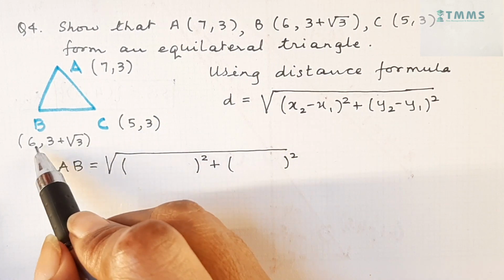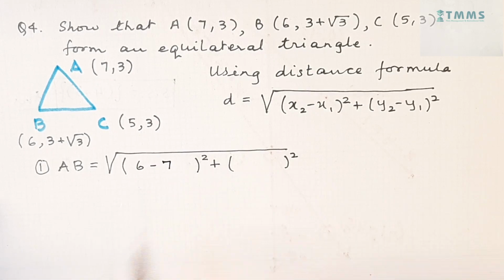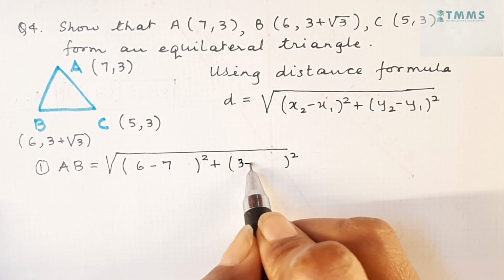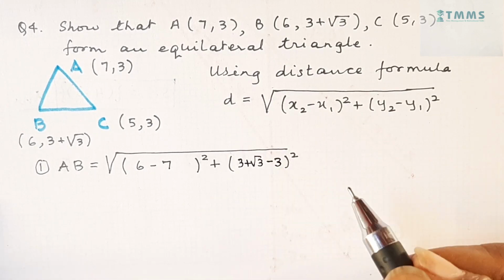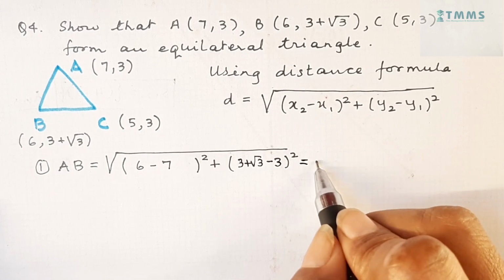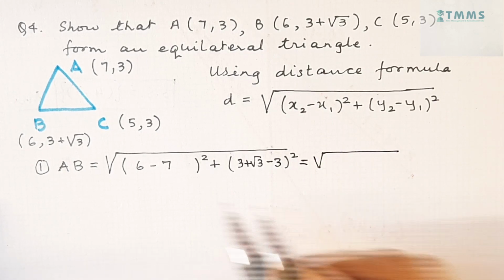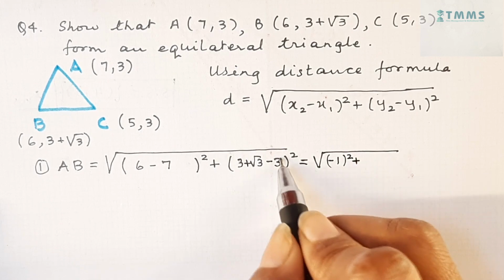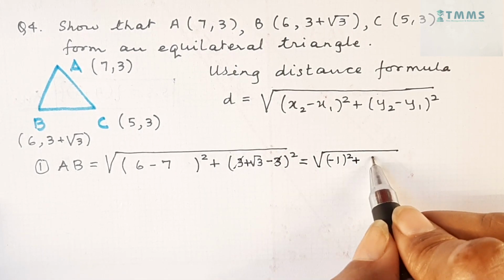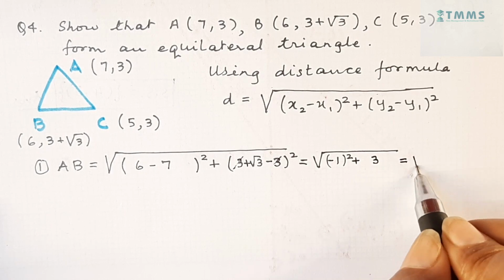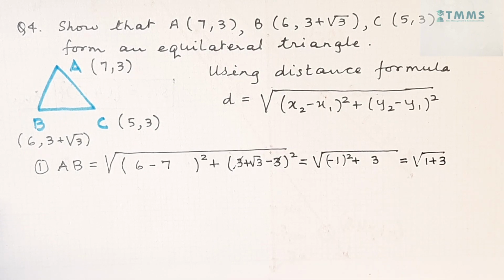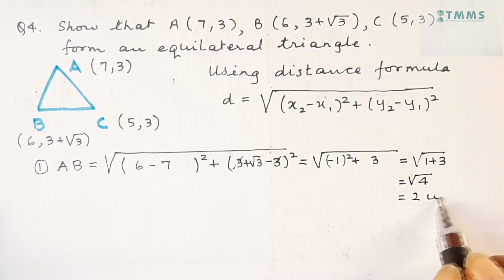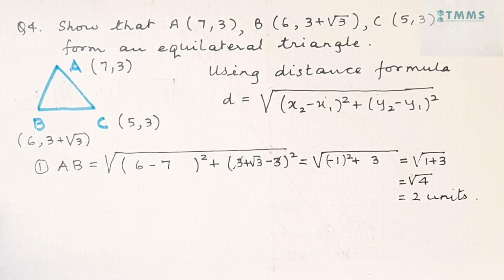Keep this format ready. X2 minus x1 becomes 6 minus 7, and that bracket square. Now y2 minus y1 will be 3 plus root 3 minus 3. So easy. Was that difficult? Tell me. Not at all. Okay. So now that will give us over here 6 minus 7 is minus 1. So minus 1 whole square, and plus here 3 got cancelled, and root 3 whole square is 3. And so you will have under root 1 plus 3, which is equal to under root 4, which is equal to 2 units. Was that difficult? Not at all.